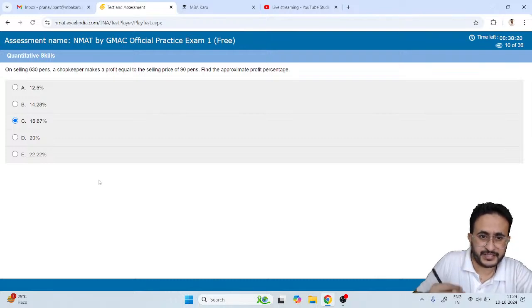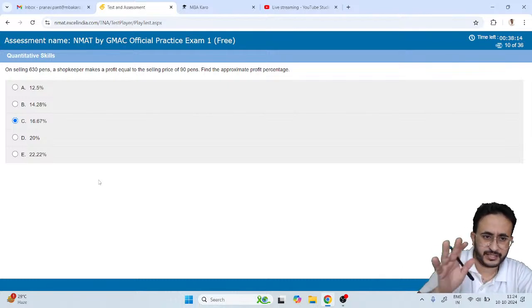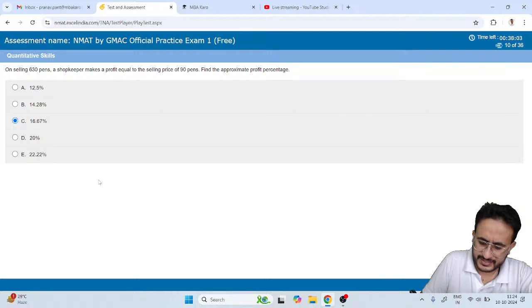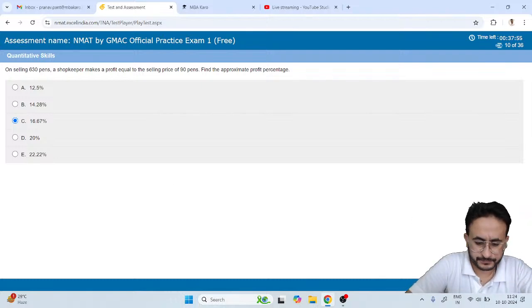So we can think like this: selling price of 90 pence is equal to profit, so 7 ratio 1. To clear this concept, let us think like this, that we have 630 pence and profit is equal to 90 pence. So 7 ratio 1. So when he sells 7, the profit is equal to 1, right? So that means cost will be 6. So there is 1/6 profit. Now I don't recall if I did the first one correctly.